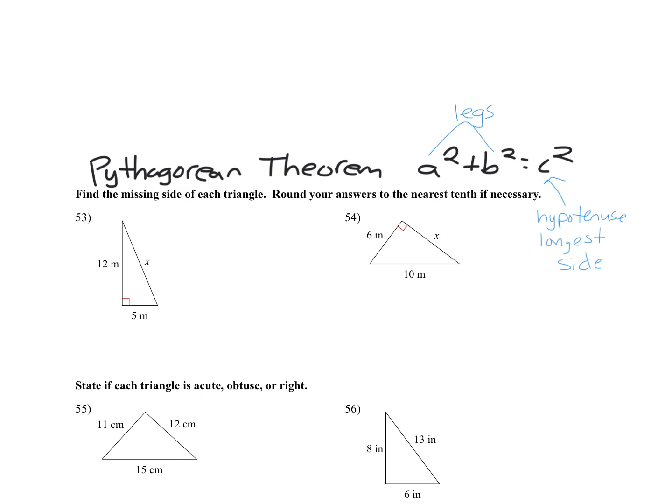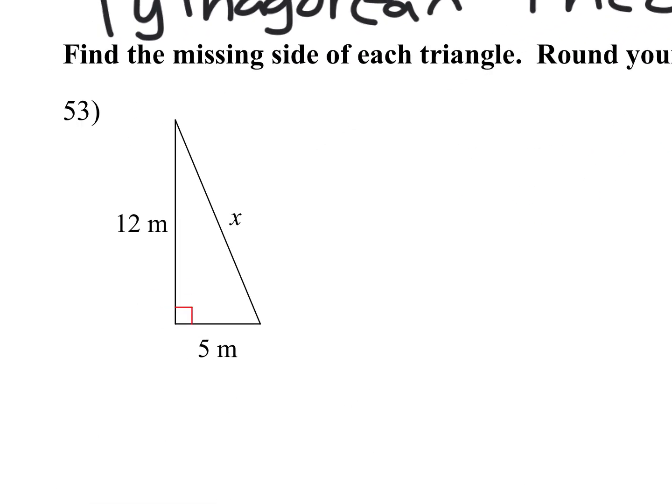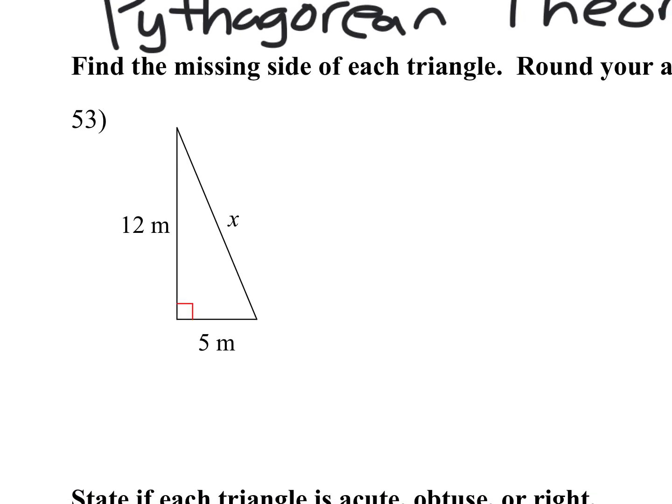Now we want to circle our longest side. Remember, the longest side is our hypotenuse. Where's the hypotenuse always at? Across from the square, across from the 90. So our longest side is x. And then underline your other two sides.